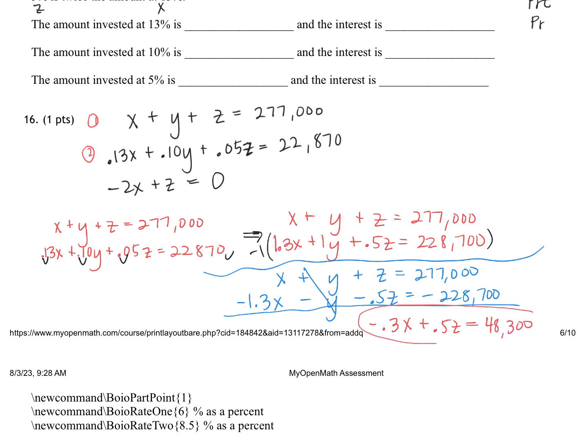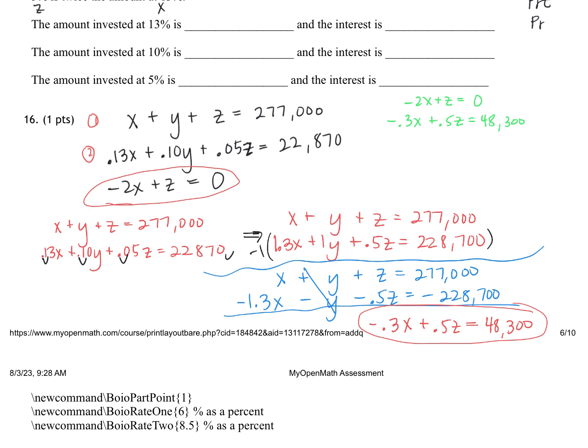Okay, so now we have this equation with the y gone, and our third equation that we made that also has the y gone. So we're going to combine those together now. So we have negative 2x plus z equals 0, and we have negative 0.3x plus 0.5z is equal to 48,300. Okay, so let's see. We want them to be opposites.